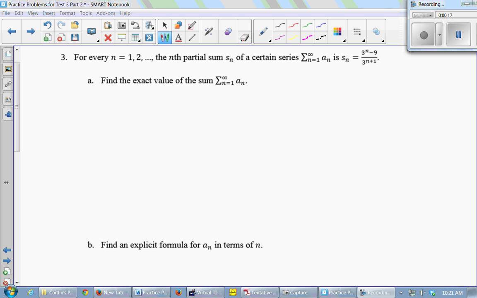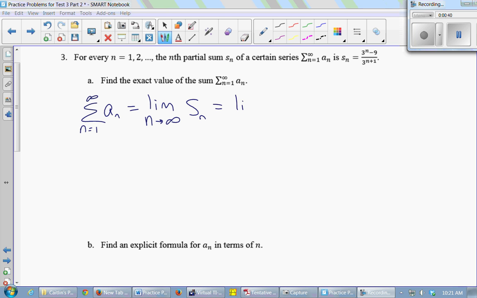Well, remember, the sum from n equals 1 to infinity of a series where the terms are a sub n is the limit as n goes to infinity of the partial sums. You just take more and more partial sums with more and more terms, let the number of terms go to infinity, and you get the sum of the infinite series.